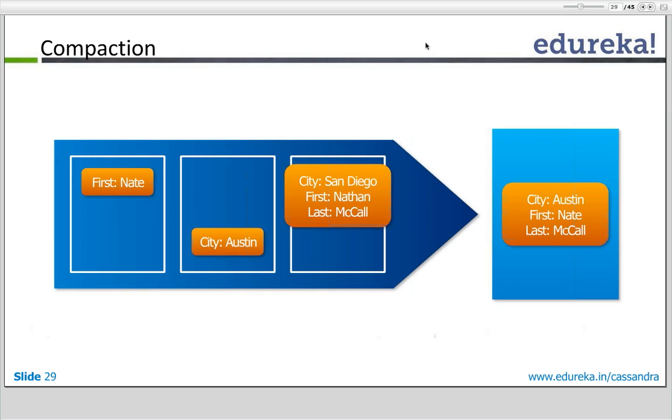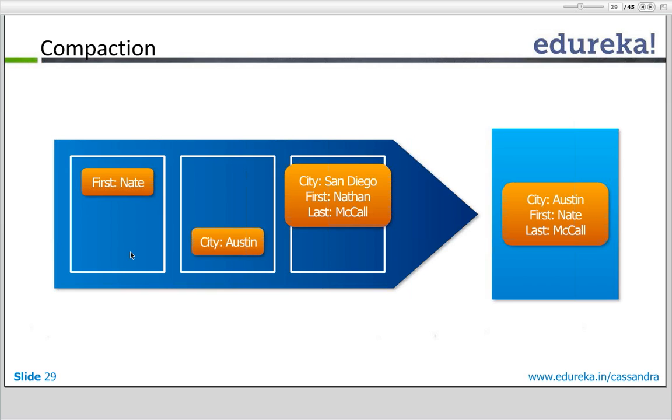This is a visualization of how compaction happens, and it will also give you an idea of how data is stored in SS tables. Suppose you made a first entry of a particular row key. You said first name is Nathan, last name is McCall, and the city is San Diego. This was the first entry made, and it went to SS table 1. Then you updated the city to be Austin. That information went to SS table 2. Then you updated the first name to be Nate. It went to SS table 3. This is how the information is actually stored in Cassandra. Different SS tables store the information in this way. This is the representation of the SS tables storing the information.